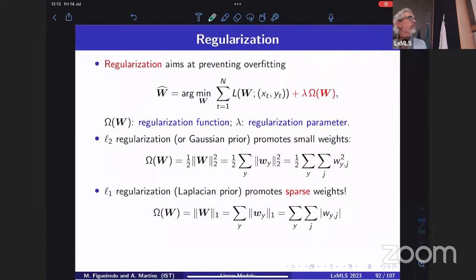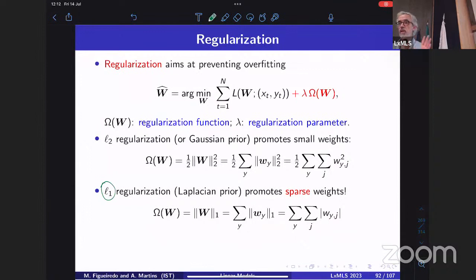There's also L1 regularization, which instead of summing the squares of the weights, you sum the absolute values of the weights. And this is usually called L1 regularization. It can be seen as coming from a Laplacian prior. I won't explain what this means. And it turns out that these promote sparse weights. If you solve a problem using L1 regularization, it is likely that some of the weights will be exactly zero.